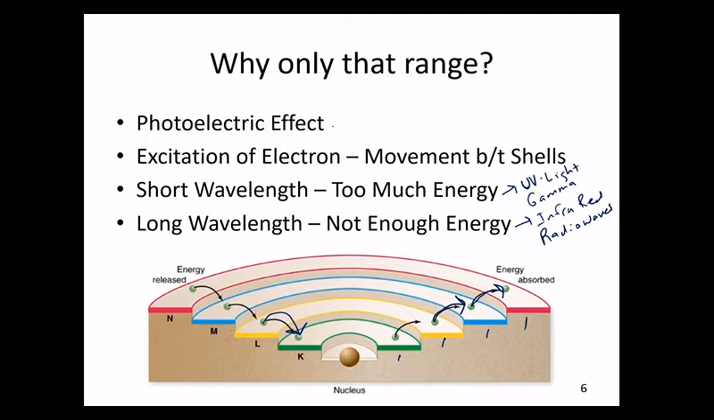So I like to think of this in a fun way as being the Goldilocks effect. Okay? Short wavelengths are too hot, so we can't capture that energy. Long waves are too cold, so we don't have enough energy present there. In the visible spectrum, it's just right. So there's just the right amount of energy to cause the excitation of the electrons. And so that energy then can be captured into a certain range.